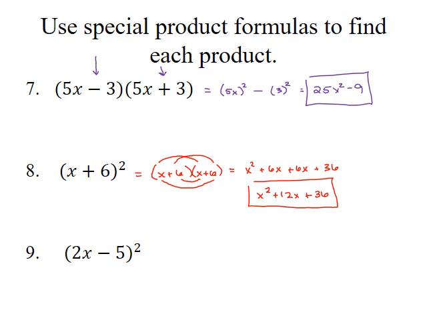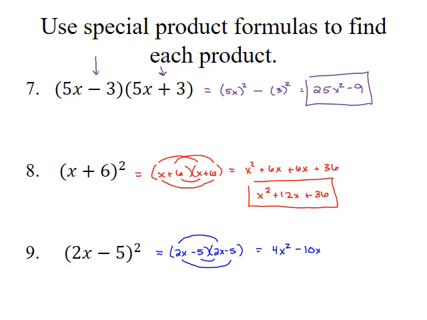When I see something like 2x minus 5 all squared, I just rewrite it. And this is equivalent to 2x minus 5 times 2x minus 5. And then I'm going to do my FOIL technique again. So first, 2x times 2x is 4x squared. Your outer multiplied together gives you a minus 10x.